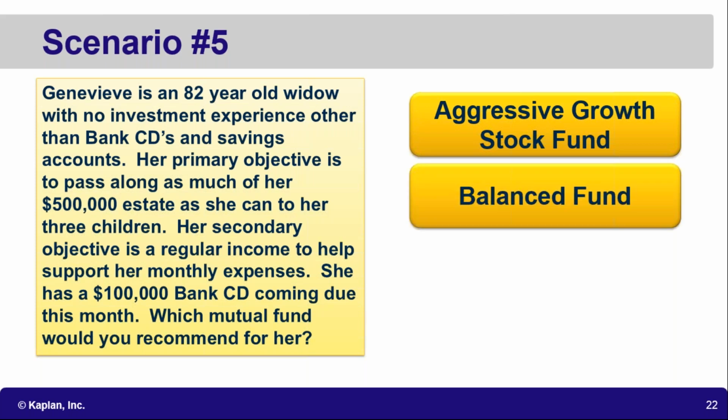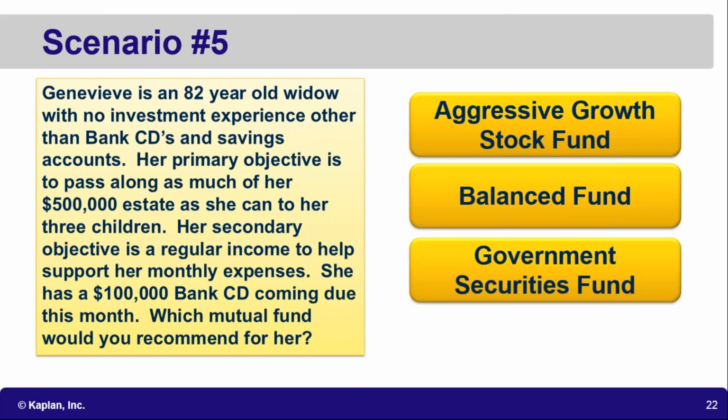How about a balanced fund? Well, okay, 82, that means 82% should be in bonds and 18% in stock. That might be a choice for her, but let's look at some more. How about a government securities fund, where everything in the fund is in United States government securities that's completely guaranteed by the government? That looks like a good choice there for her.